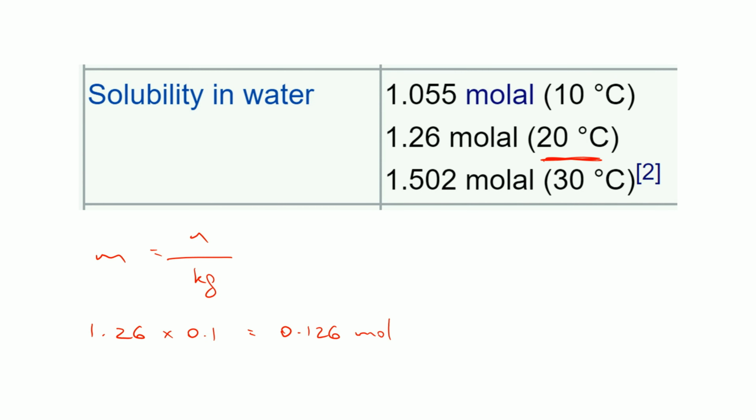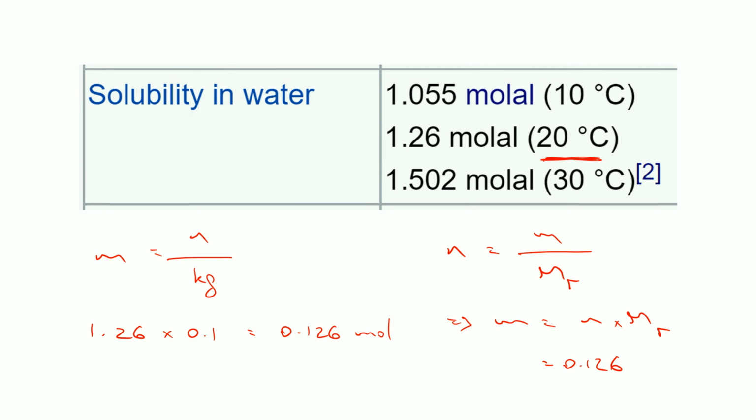We need to convert that into a mass. Okay, so we have another equation that the number of moles is equal to the mass divided by the relative mass. So we rearrange this one to find the mass. It's equal to moles times the relative mass. Well, moles were just worked out at 0.126. But now we need to work on relative mass.